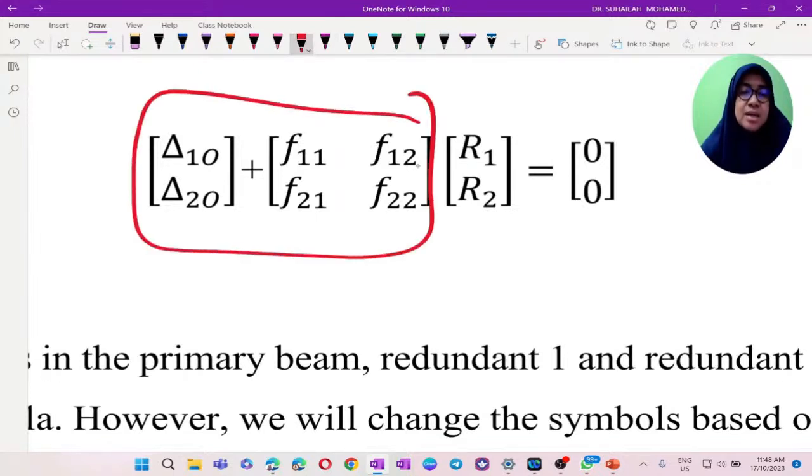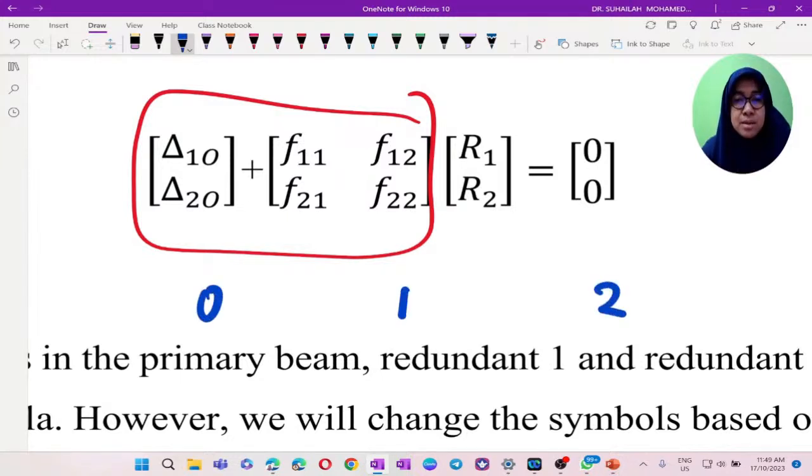Inside this, these are the 6 displacements: delta 1 naught, delta 2 naught, F11, F12, F21, F22. These are 6 displacements which come from 3 systems, and in each system we have to look at the two positions of redundant, two displacements. The notation that we use here is 0, 1 and 2. So we have 0, we have 1, we have 2.